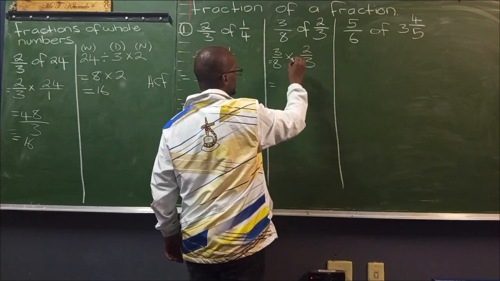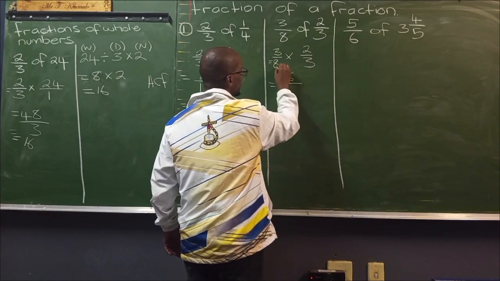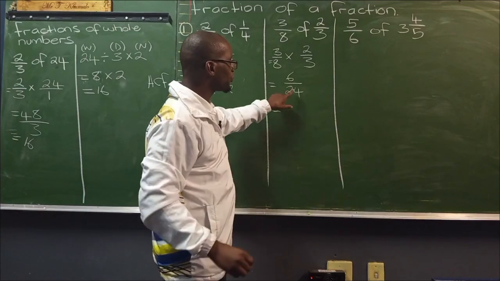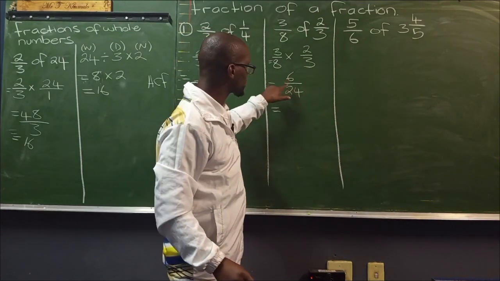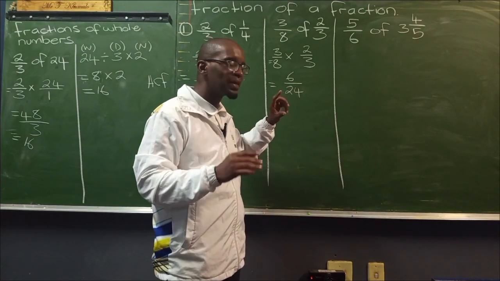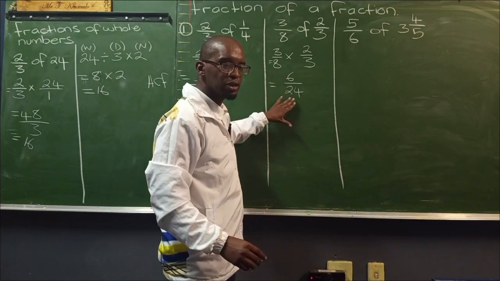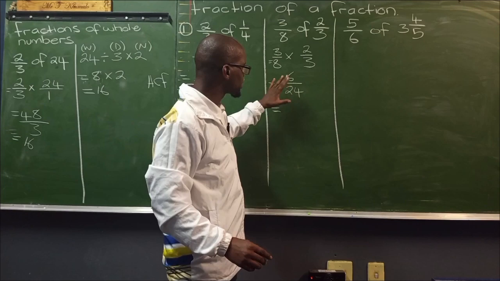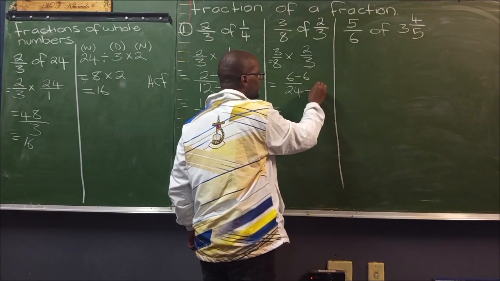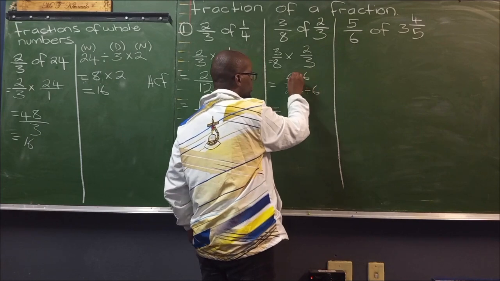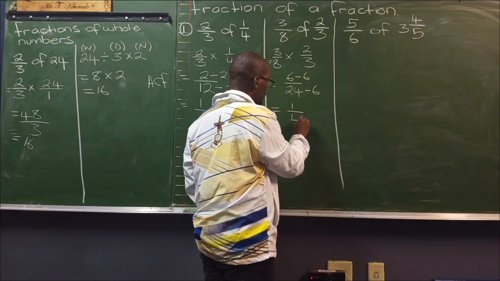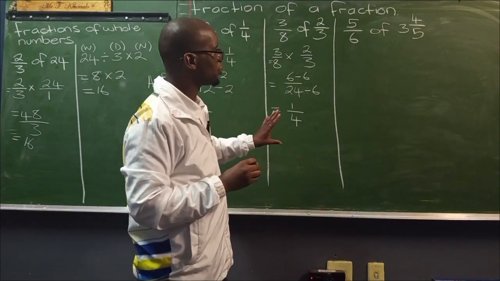Now 3 multiplied by 2 gives you 6. 8 multiplied by 3 gives you 24. If we have to find the HCF here in order to simplify this, that would mean that we would have to find the biggest number that can divide into 6 and 24. So the HCF of 6 and 24 is 6. So we divide the top by 6 and we divide the bottom by 6. So 6 goes into 6 once and 6 goes into 24 4 times, and this gives us a quarter.